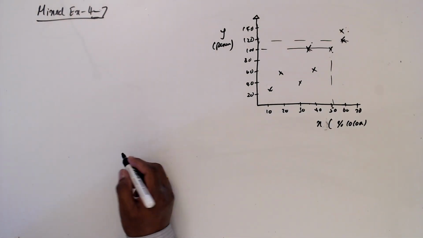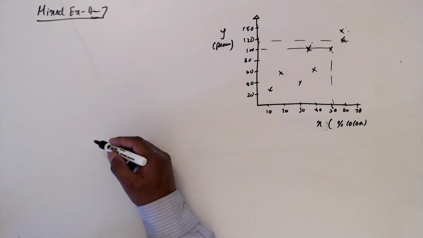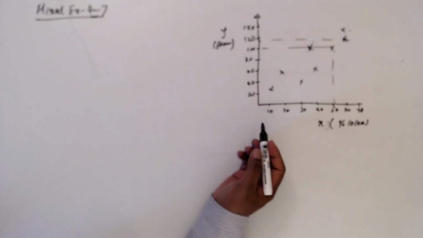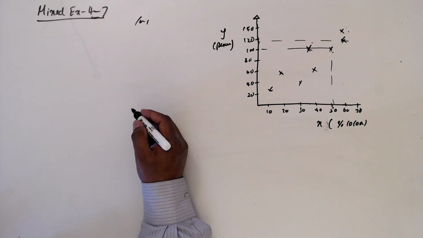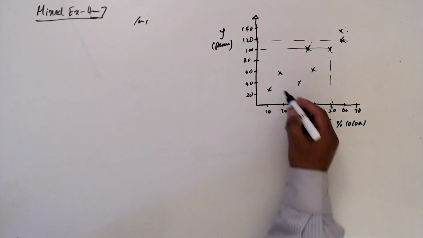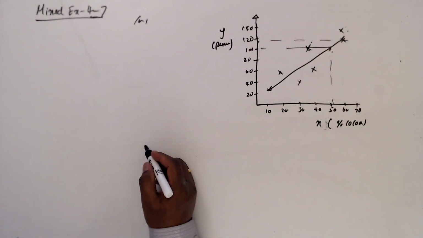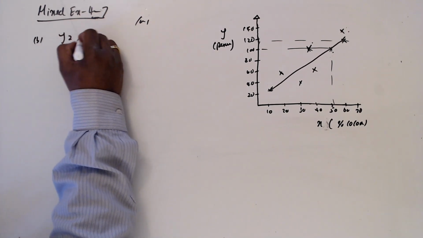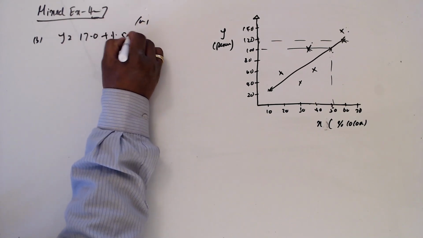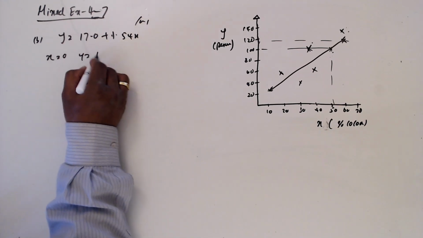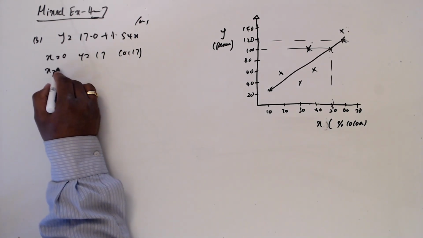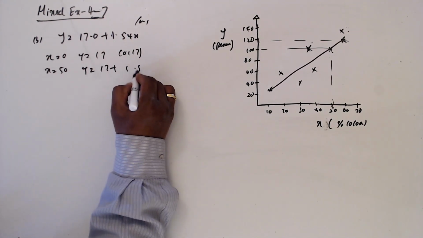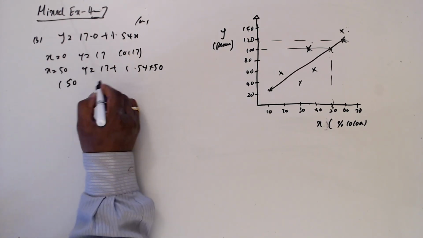Question number 7 is an experiment between cocoa percentage and the price. So the scatter diagram I just sketch roughly. Draw a scatter diagram, part A, and draw the regression line. So we have to draw the regression line on the diagram. So when you draw, you may get this kind of one. It is given y equals 17.0 plus 1.54x. So take when x equals 0, y equals 17. So 17, 0. And you can take another value. x equals 50, y equals 17 plus 1.54 times 50. So then 50 and 94.